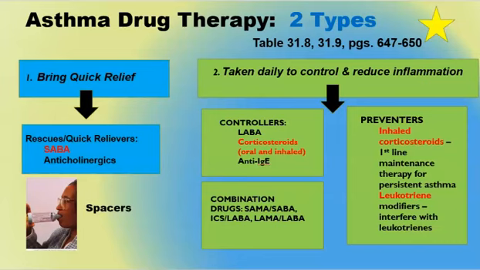Corticosteroids are a key component of asthma treatment because they reduce bronchial hyperresponsiveness. Okay, they block that late phase response and inhibit inflammatory cell migration.